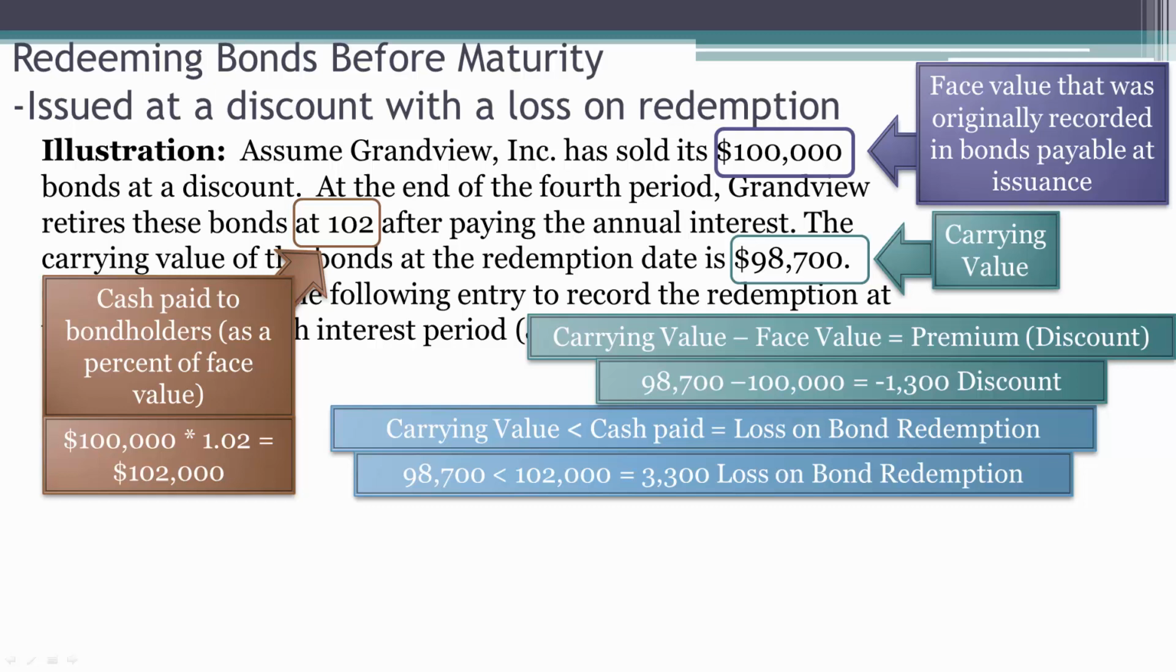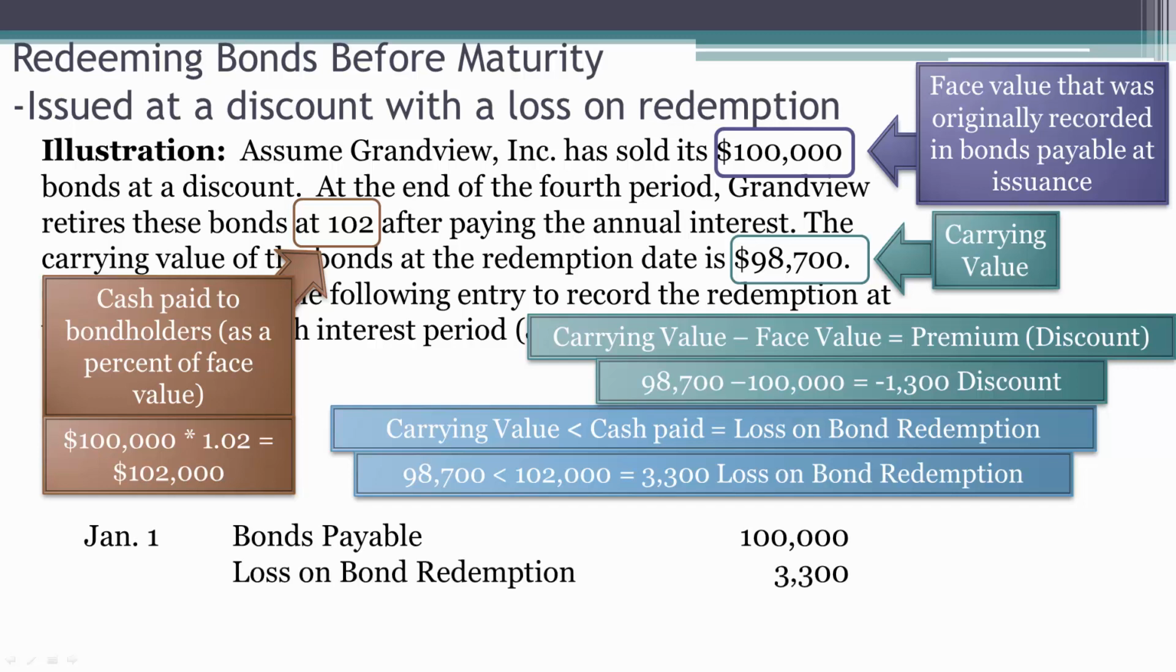And so now we can build our journal entry. We're going to debit bonds payable to remove the face value of $100,000. We're going to debit the loss on bond redemption for $3,300 because a loss is an expense. Then we're going to credit the discount on bonds payable to remove that discount, because the discount is a debit normal balance, so we're crediting it here to remove it. And then we credit cash for the amount of cash that was paid.